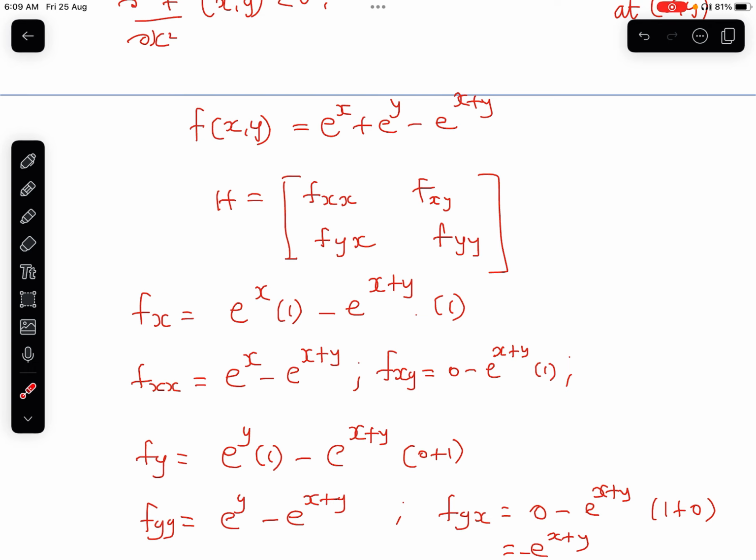And if you are differentiating for the second time, f xx, you will get the same thing. And if you are differentiating x with respect to y, you will get minus e power x plus y into 1. Since we are differentiating with respect to y, in x plus y the x term will become 0 and y will become 1. Therefore 1 is written here. Well, moving on to the next step.